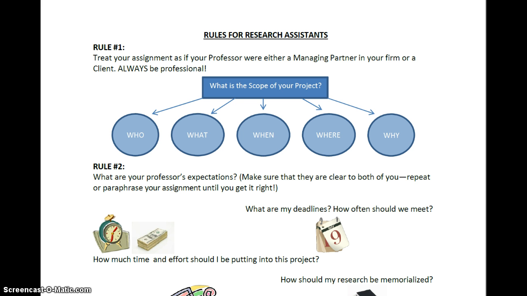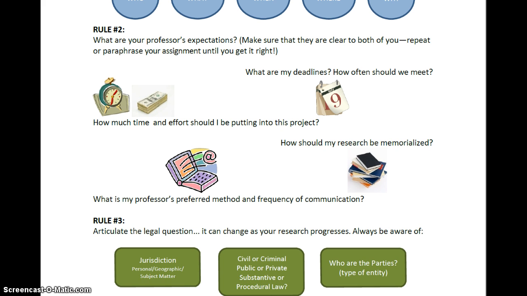Next, ask, what are my deadlines? How often should we meet? You need to find out really when the work is due. It's very important, obviously, and what kind of meeting or feedback the faculty member wants. It is also important to know how much time and effort you should be putting into the project. Sometimes faculty even have a somewhat limited budget, so they can't necessarily have you putting 40 hours per week into something like that, even assuming the ABA rules or other law school restrictions on student work allowed it. You need to know how much time and effort you're going to be putting into your particular project.